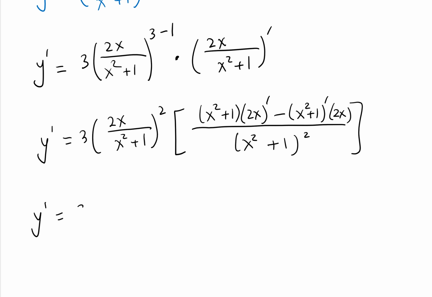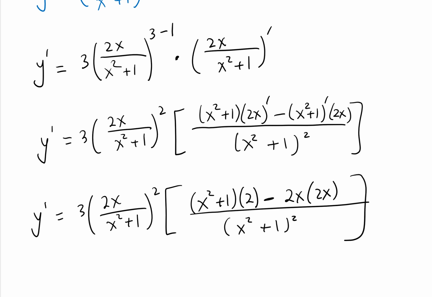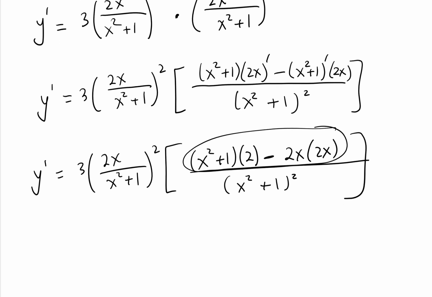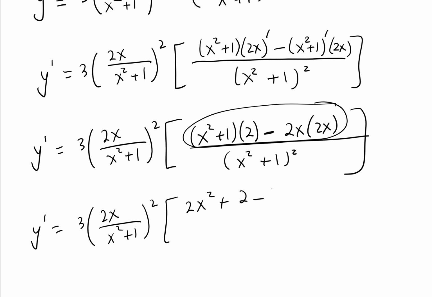Y prime equals 3 times 2x over x squared plus 1 square. For this one, x squared plus 1 times 2, derivative of that, minus derivative of this is 2x times 2x, and keep this the same. You should really simplify this part. We simplify it, keep this the same, 2x squared plus 2 minus 4x squared. Keep this the same.